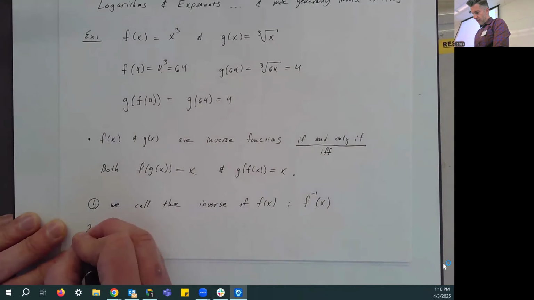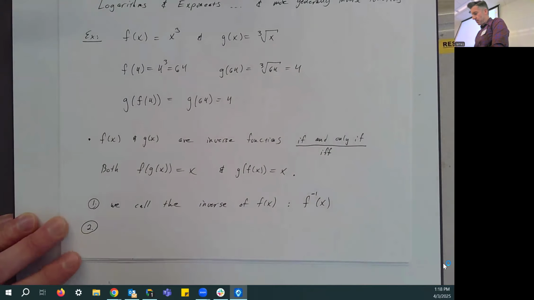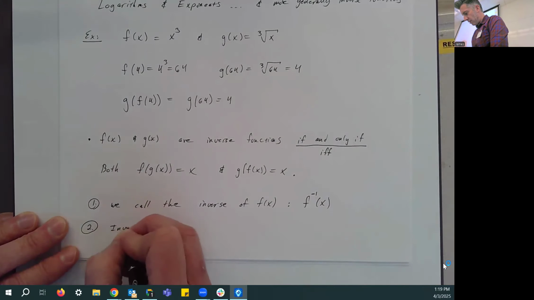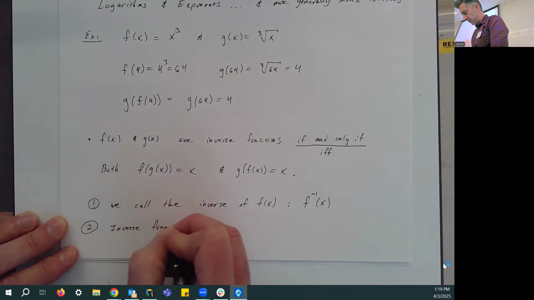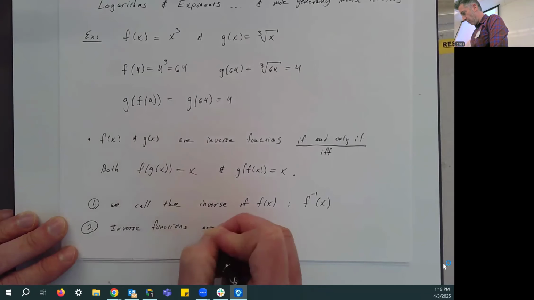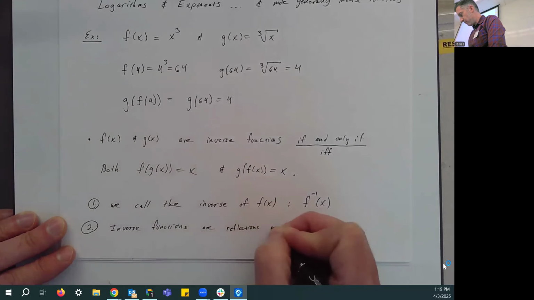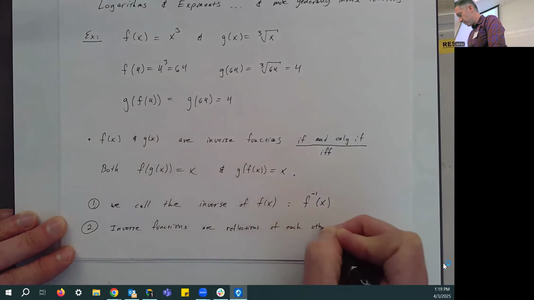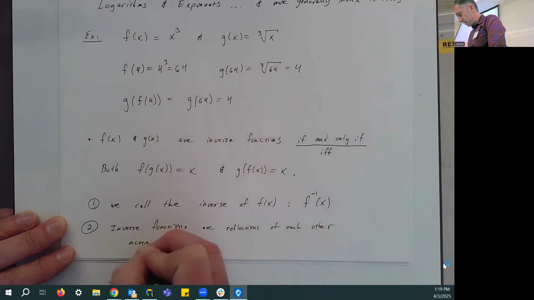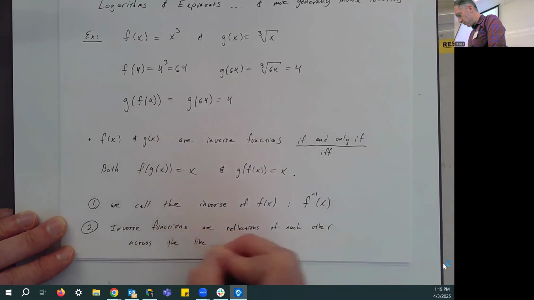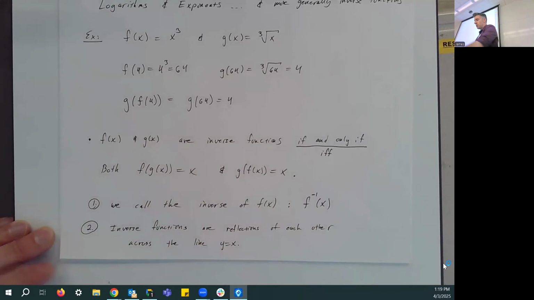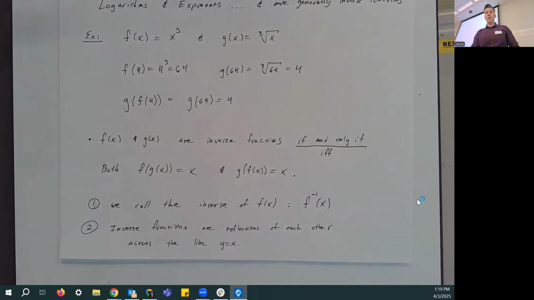And the other thing I was going to say was inverse functions are reflections of each other across the line y equal to x. And why would I try to graph it when I can show you the graph? Because if I try to graph this one, it's just going to not look pretty. But let me show you on Desmos relatively rapidly here.